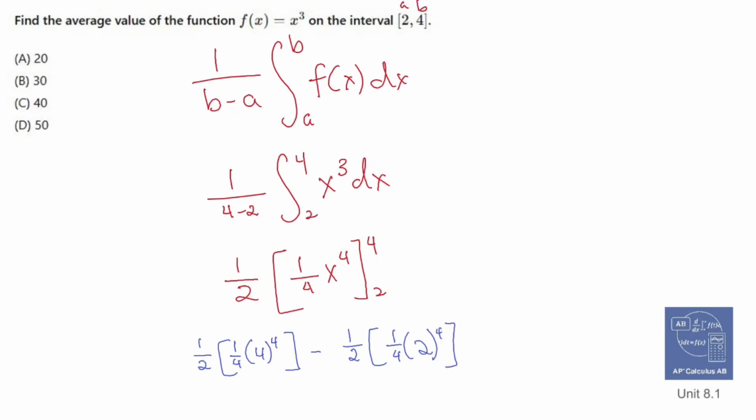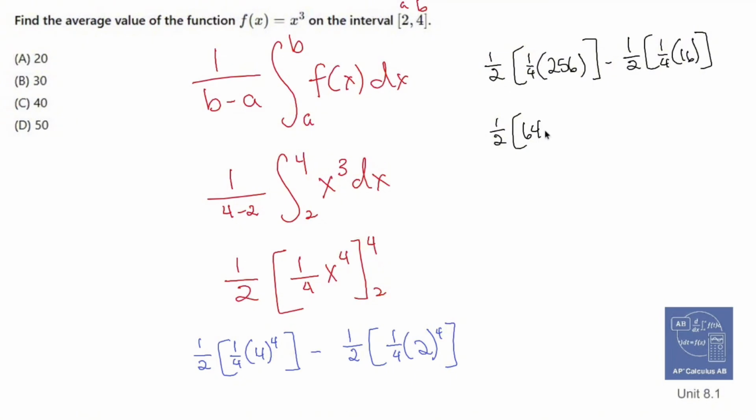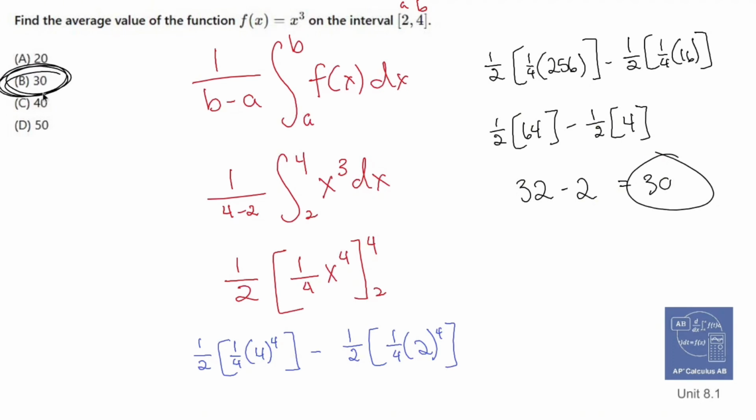Let's move that up here because I'm running out of space. 1/2 times 1/4 times 256, I think, I hope, I pray, minus 1/2 times 1/4 times 16. I can handle that. PEMDAS: 1/2 times 64 minus 1/2 times 4, multiplication, 32 minus 2 is 30. The answer is B. Look at that.